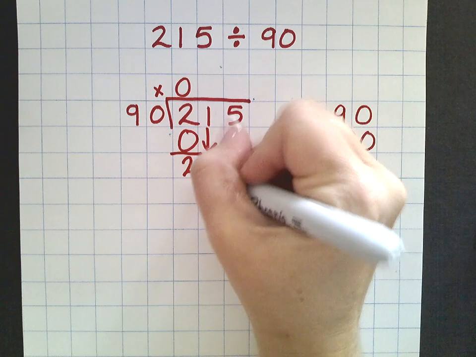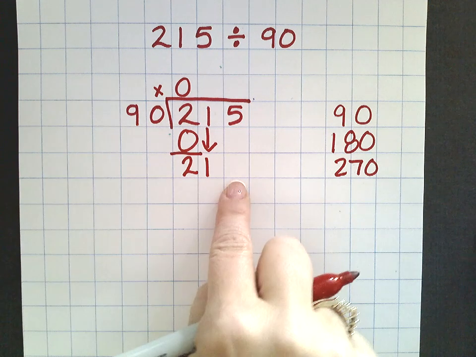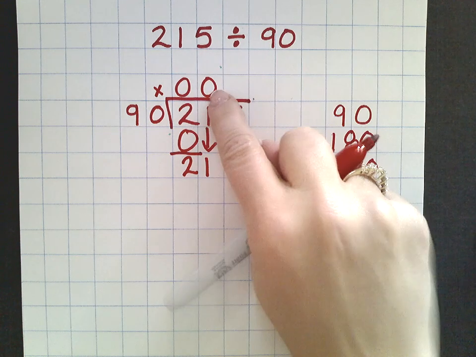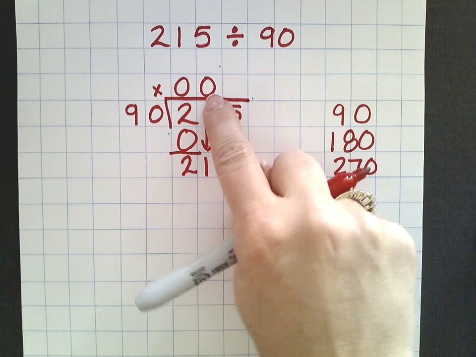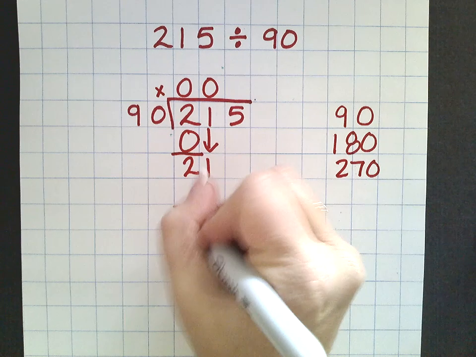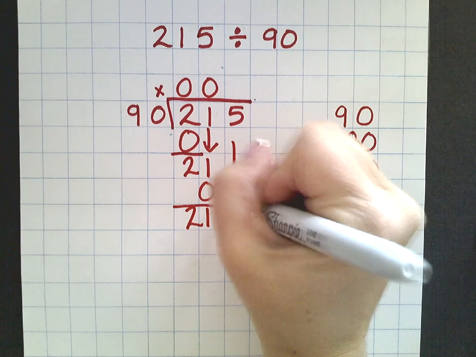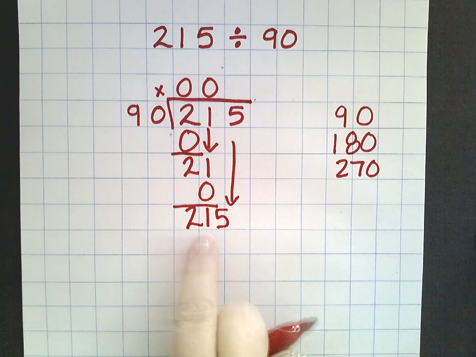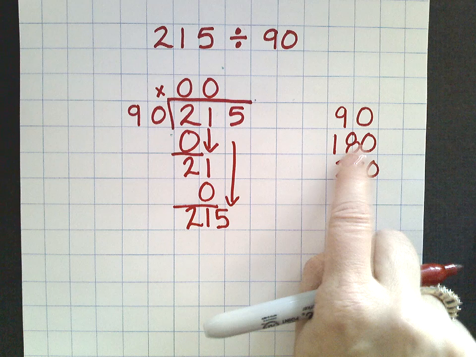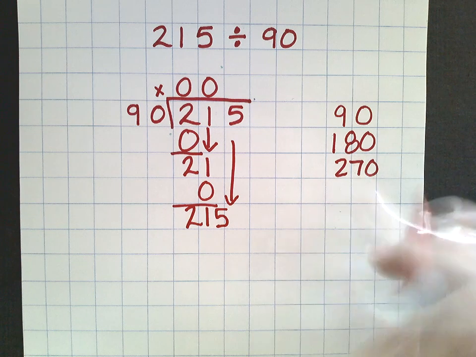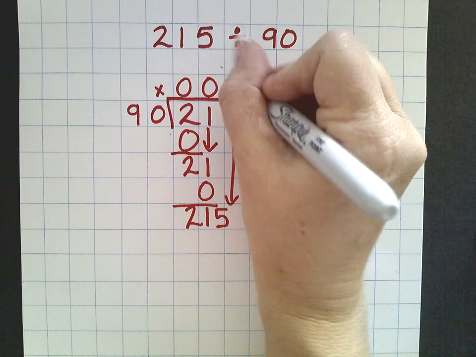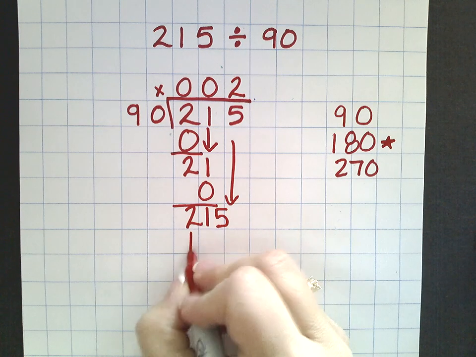Subtract. I'm going to bring down. 90 into 21. Well, still doesn't work. So that's another 0. Notice the numbers are lined up exactly where I bring them down. They're lined up at the top. 0 times 90 is 0. Subtract. Bring down. So now I'm going into my entire dividend. So if you come over to your list of multiples, I'm noticing 270 is too big. So I'm thinking this one right here, which is times 2. Your 2 goes up. 2 times 90 is 180.